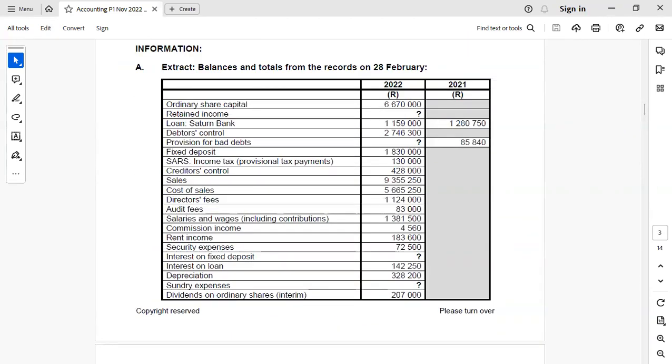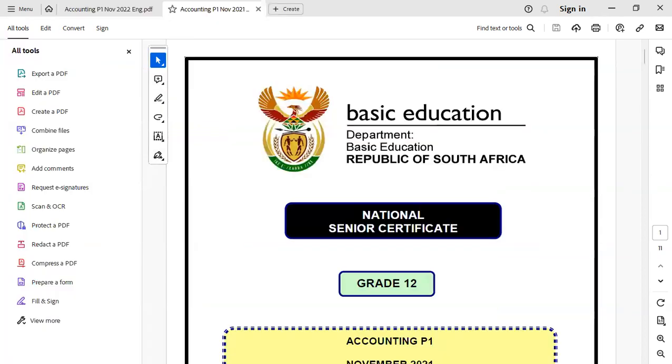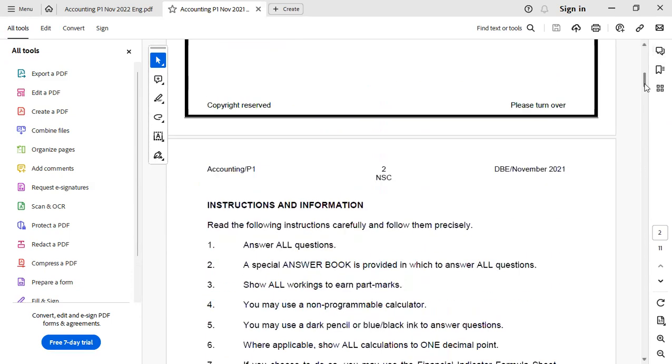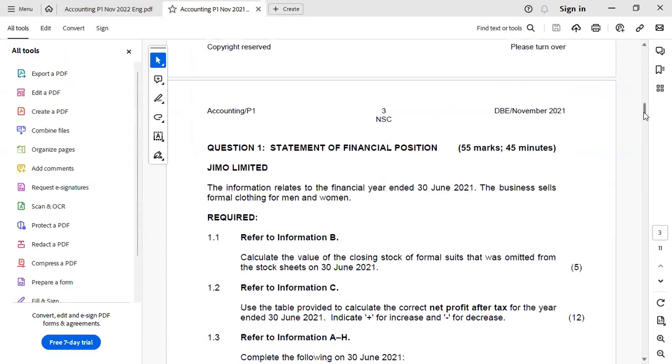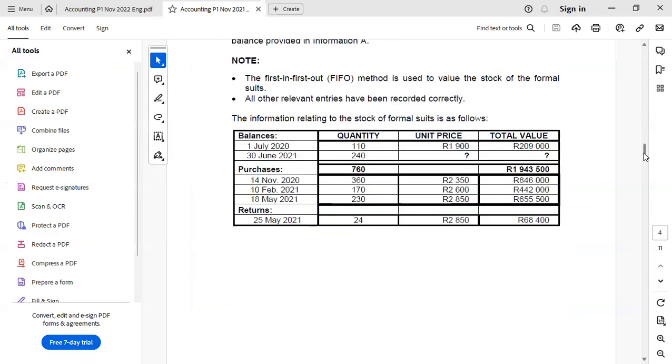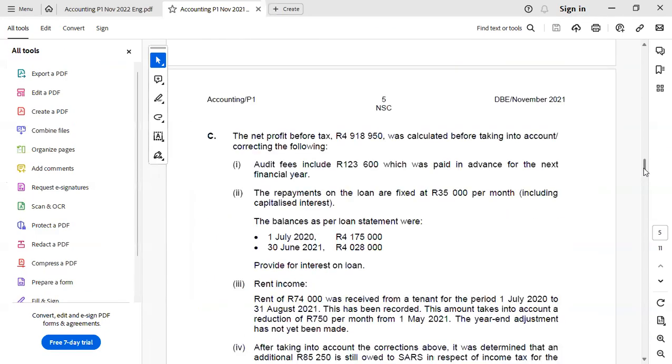All right, it's not there. I wanted allowances just to show you what I'm talking about. Let me try the same GDE. Let me try 2021. Hope we have debtors allowances there. This is 2021 paper one. Let's see if there's anything there relating to debtors allowances.